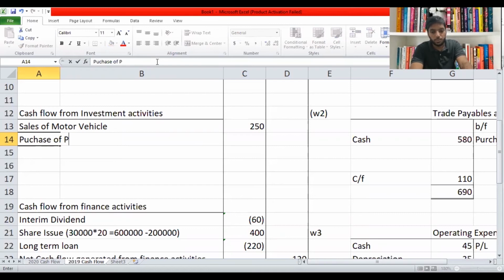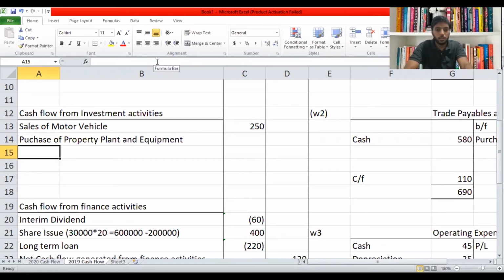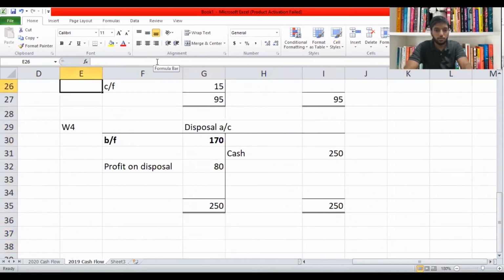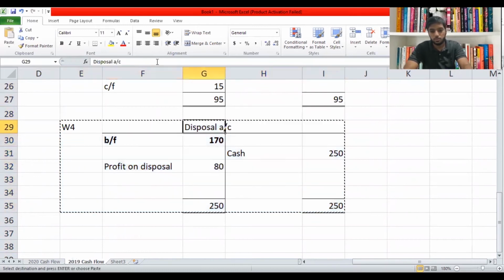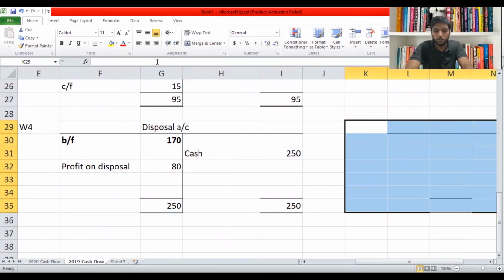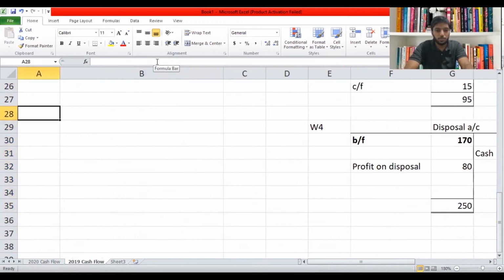Purchase of PPE, or property plant equipment. Don't write short terms in exams, guys. I'll take a different account, another working I'm going to do, and write the working numbers actually. If you want, you can write it down, from the previous sum to now.